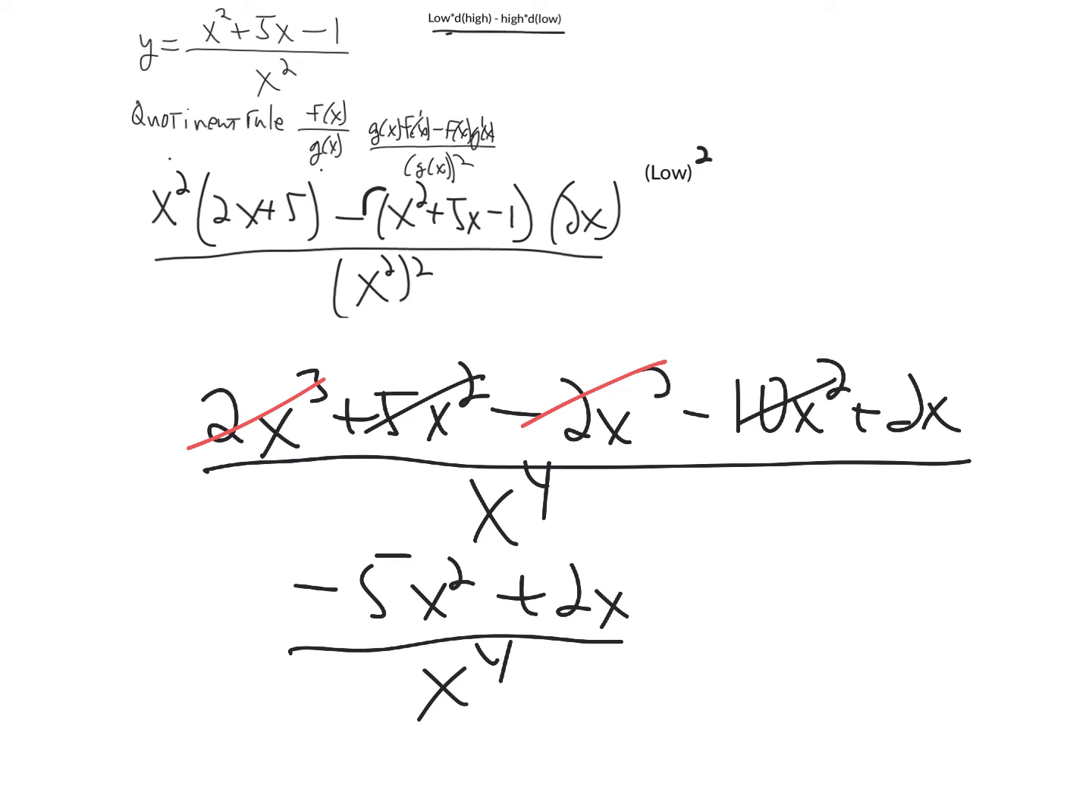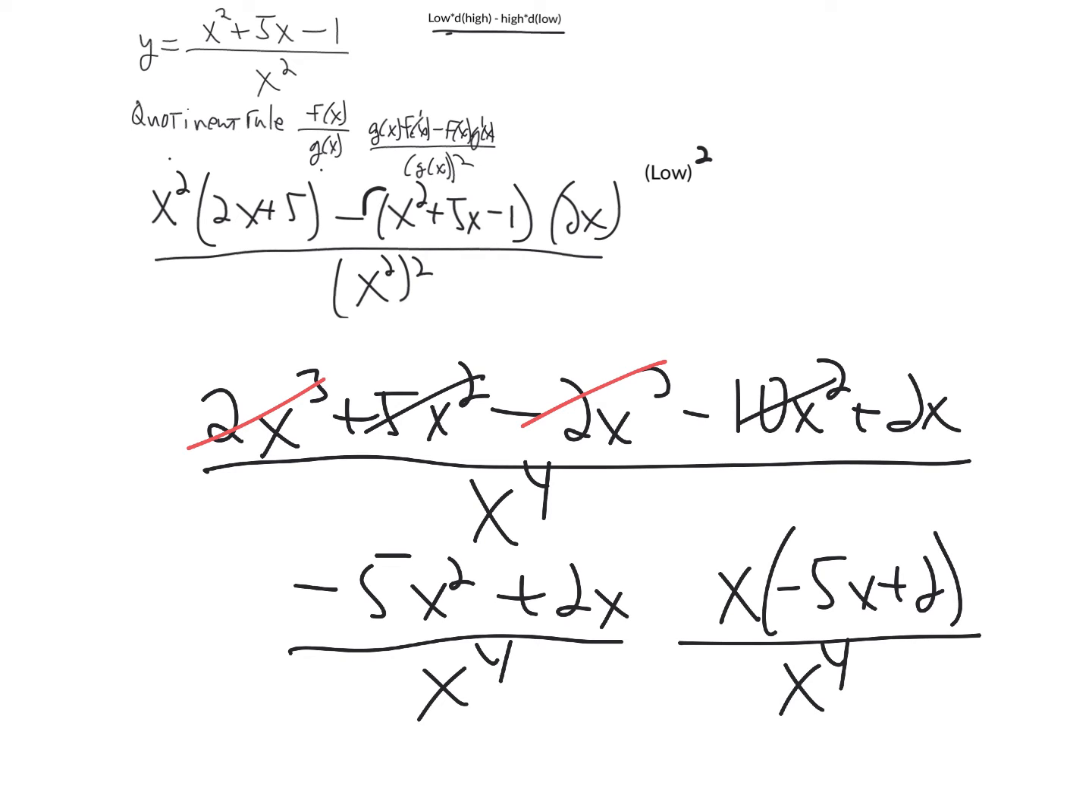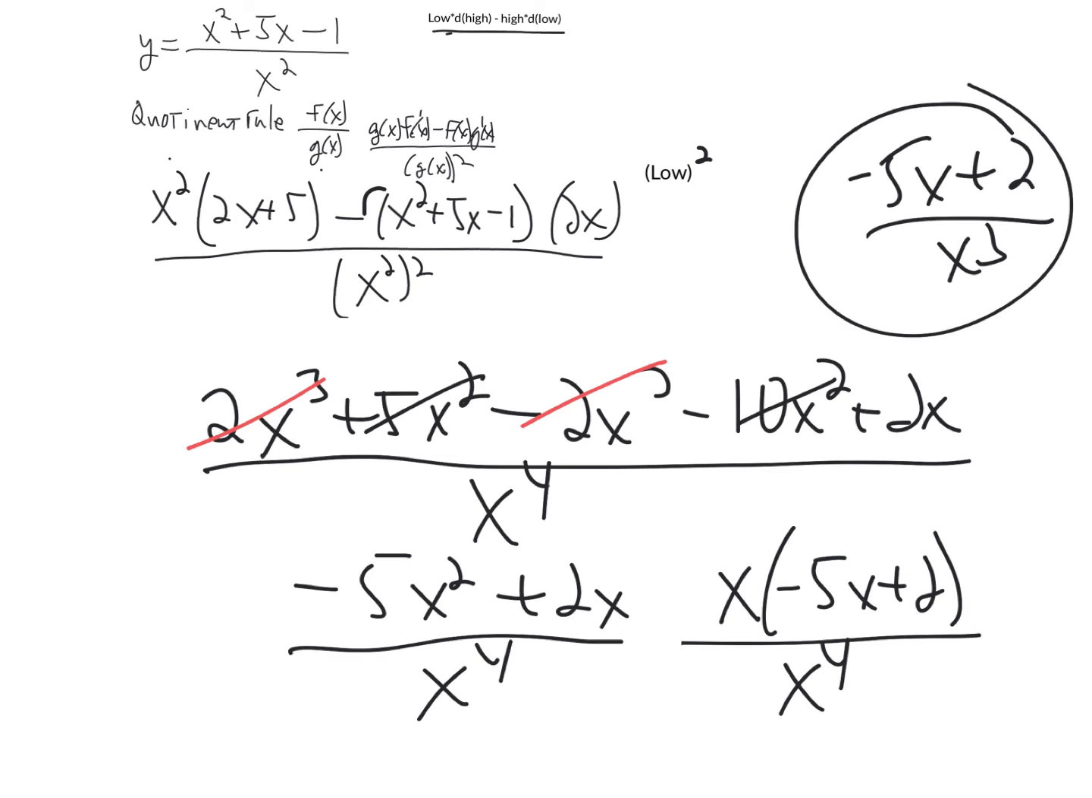Then I see I can factor out a common factor of x. So x times negative 5x plus 2 over x to the fourth, and of course then I get negative 5x plus 2 over x to the third. So that's what we get doing the quotient rule.